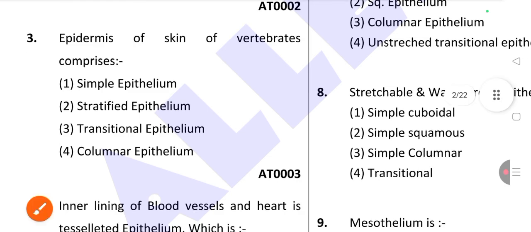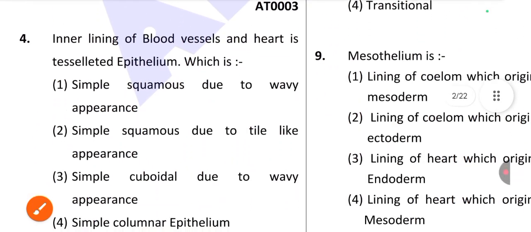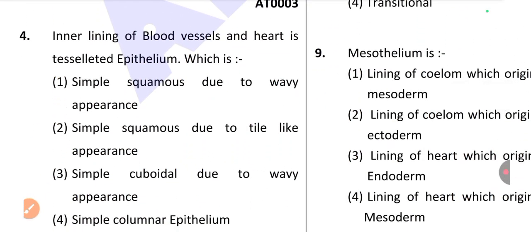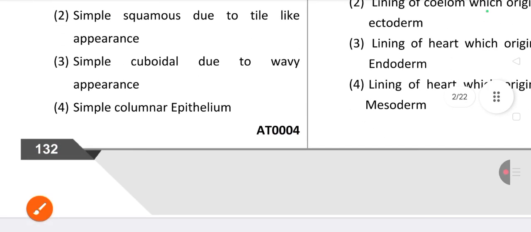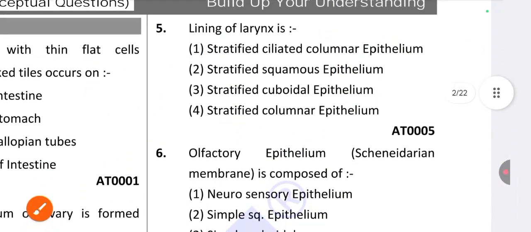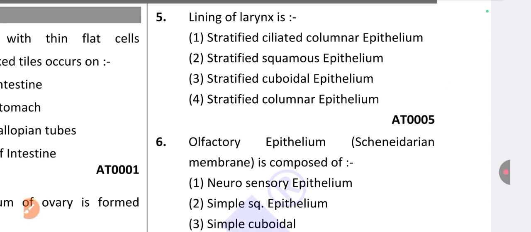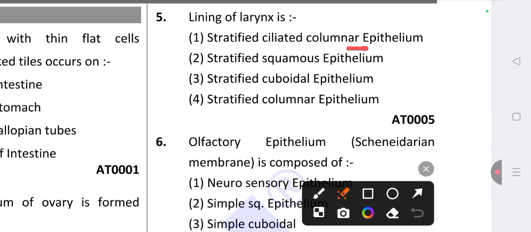And let's see the fourth question. Inner lining of blood vessels and heart is tessellated epithelium, which is simple squamous due to wavy appearance. And let's see the fifth question here. So lining of larynx is, what is the lining of larynx made of? And the answer is stratified ciliated columnar epithelium. This is the right answer.